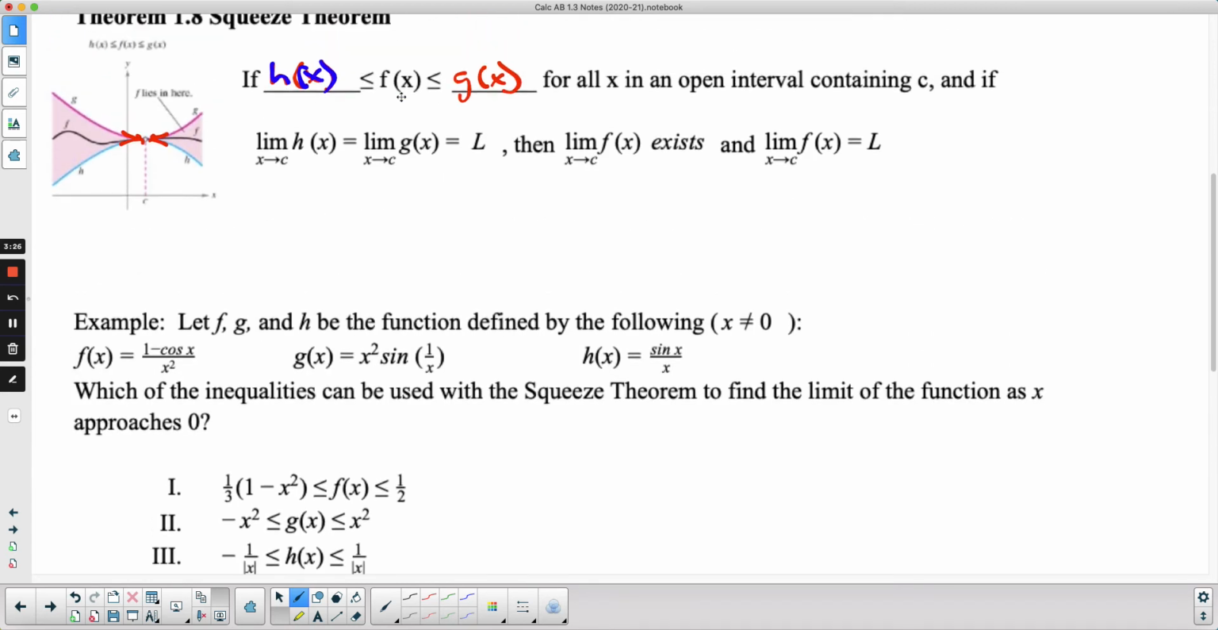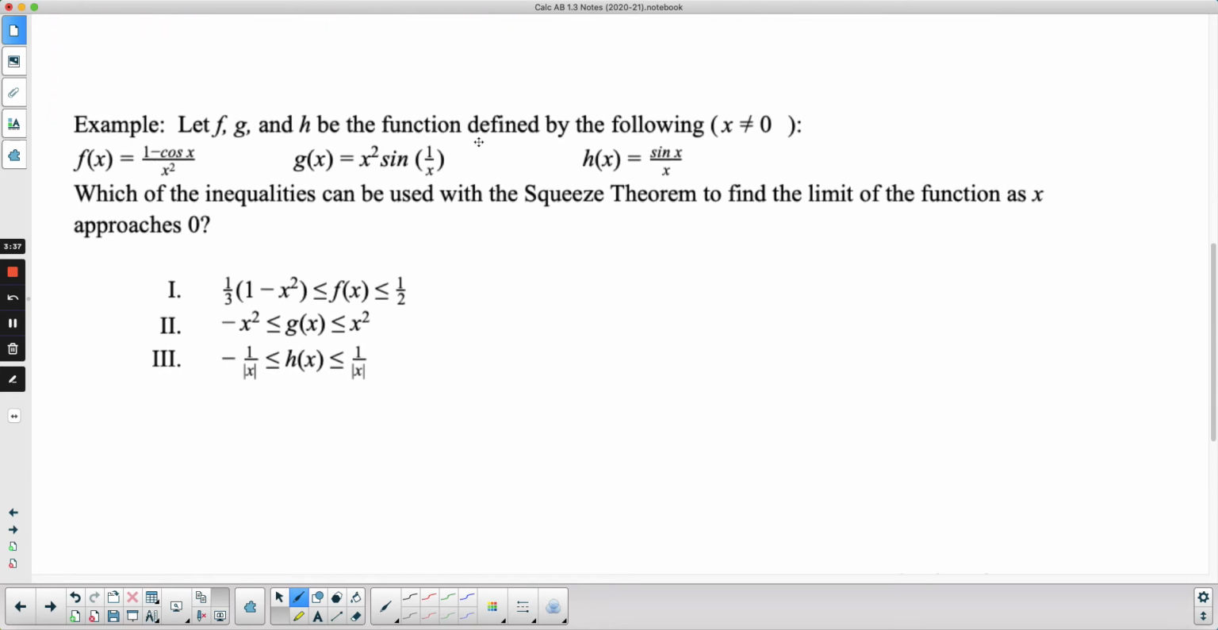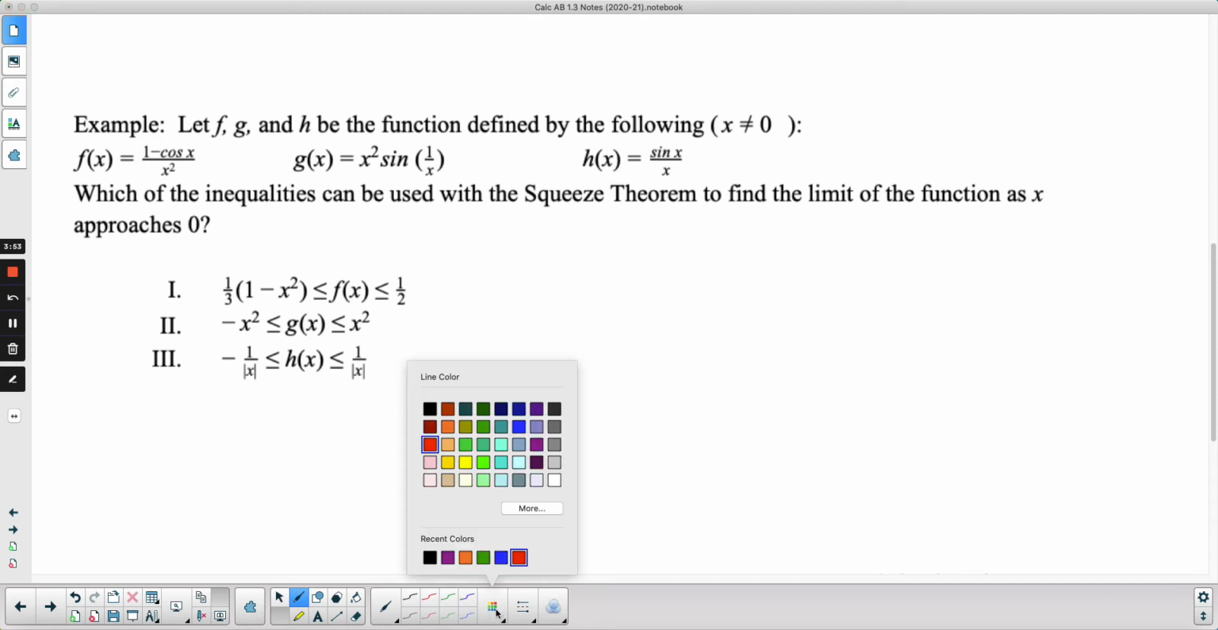So when we're squeezing them in between here, the limit as x approaches that c value of h and the limit as x approaches that c value of g has to be the same. So what we're going to be looking at here is, are the limits of the left-hand side and the right-hand side the same as x approaches 0? So that's what we're going to be trying to look for here to help us find which one will work out. So let's take a look at the first one.